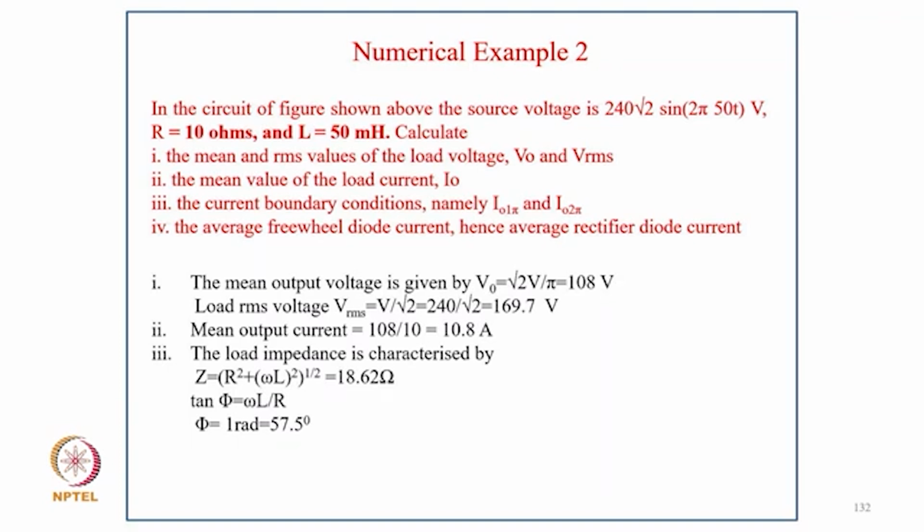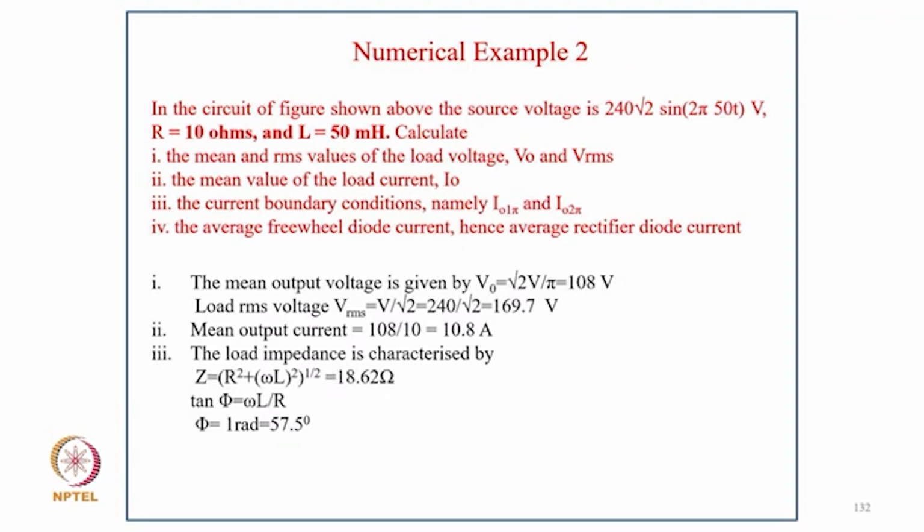Now numerical example 2. In the circuit shown in the figure, the source is 240 root 2 sin 2 pi 50 t, R equal to 10 ohm, L equal to 50 mH. Calculate the mean and RMS value of load voltage, V0 and Vrms, the mean value of load current, the current boundary conditions, namely I01 and I20, and the average prevailing diode current.